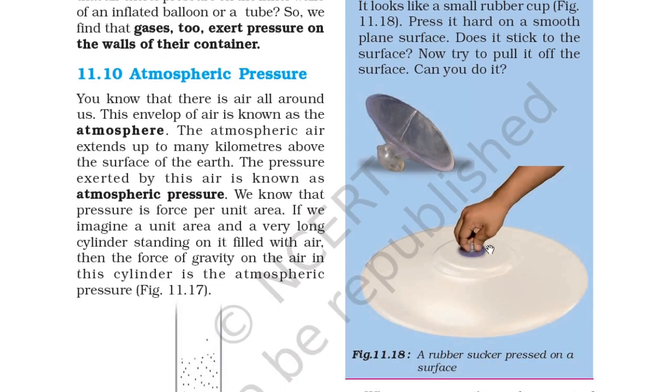Now 11.10, atmospheric pressure. You know that there is air all around us. This envelope of air is known as the atmosphere. The atmospheric air extends up to many kilometers above the surface of the earth. The pressure exerted by this air is known as the atmospheric pressure.